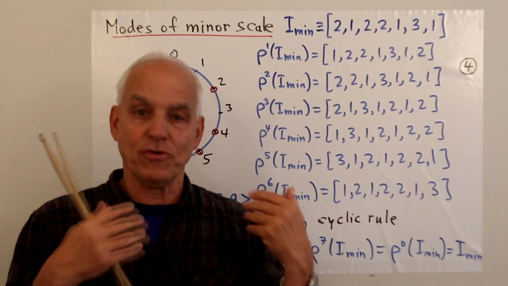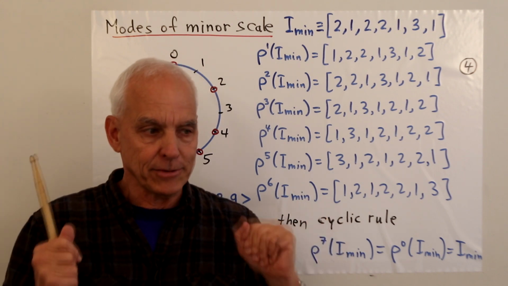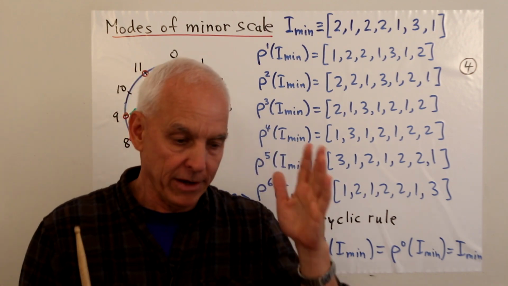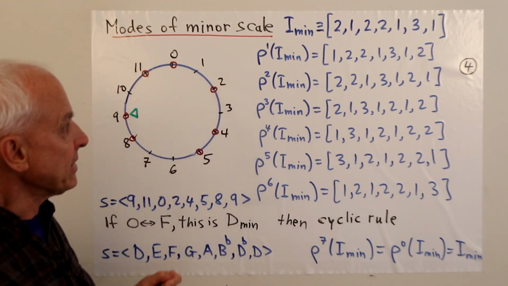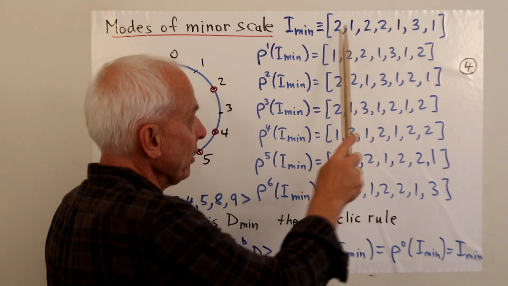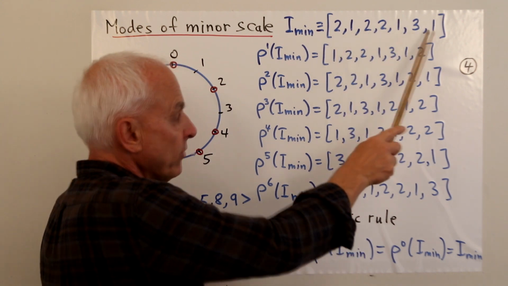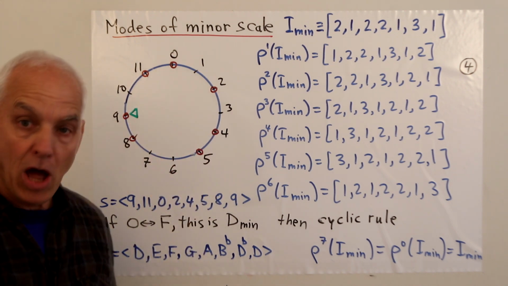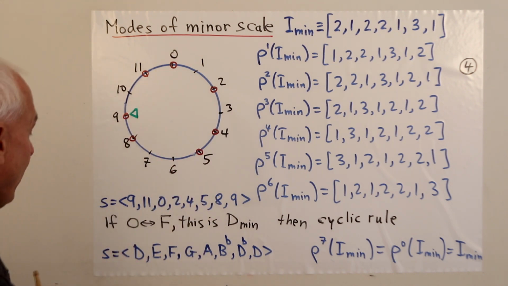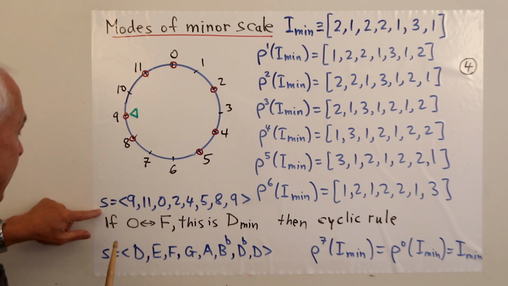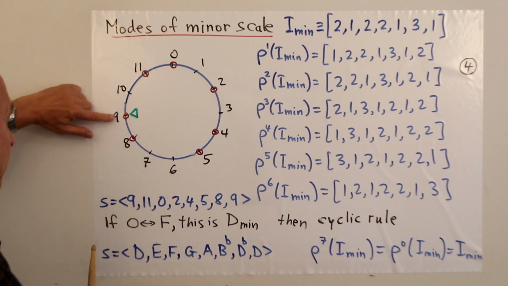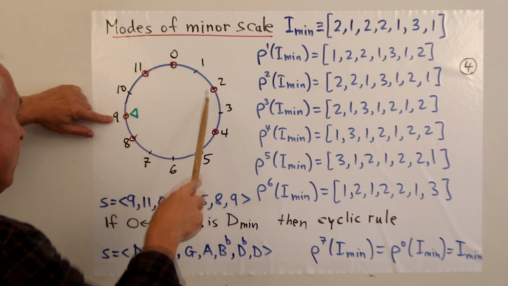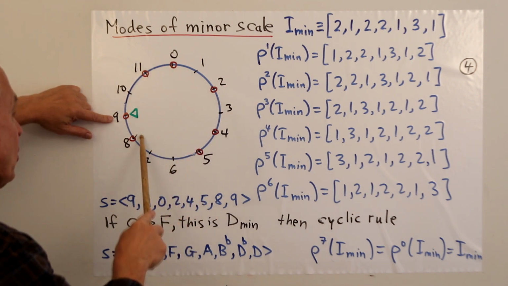Okay, so now let's go to the minor scale story, and we're going to choose the harmonic minor. Okay, that's the correct name. I often say melodic minor instead of harmonic minor. And its interval sequence is this one here, 2, 1, 2, 2, 1, 3, 1. So just to give you an example, here's our clock of 12 tones. And let's consider a scale, this S here, starting on 9, going 9, 11, 0, 2, 4, 5, 8, and 9.